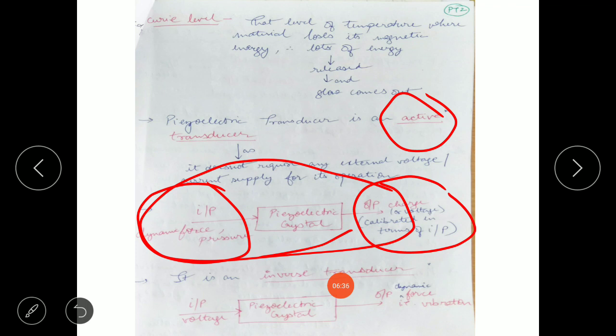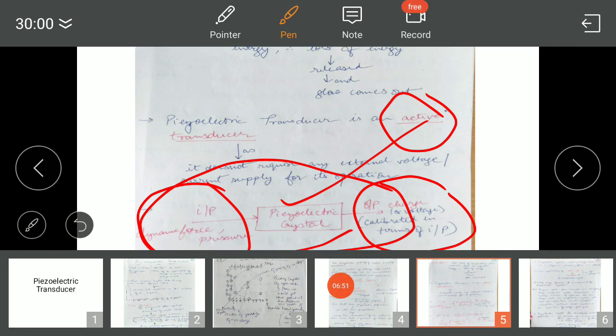We are not applying anything. So that's why the piezoelectric crystal is known as an active transducer, because it does not require any external voltage or current supply for this conversion. It is an inverse transducer also.